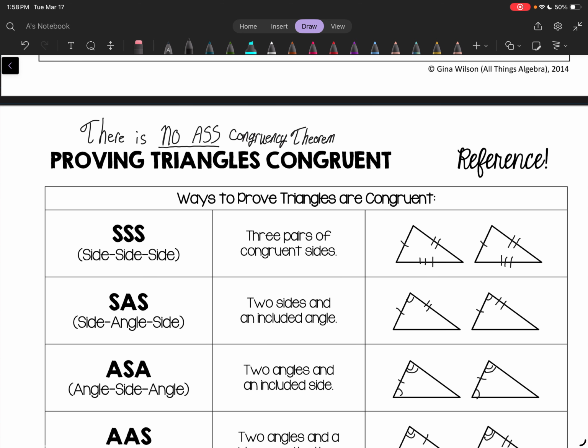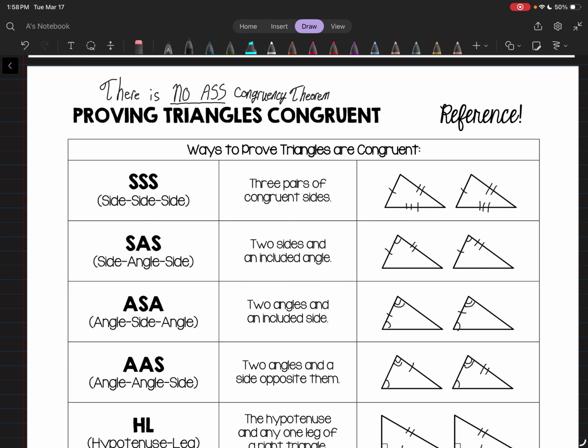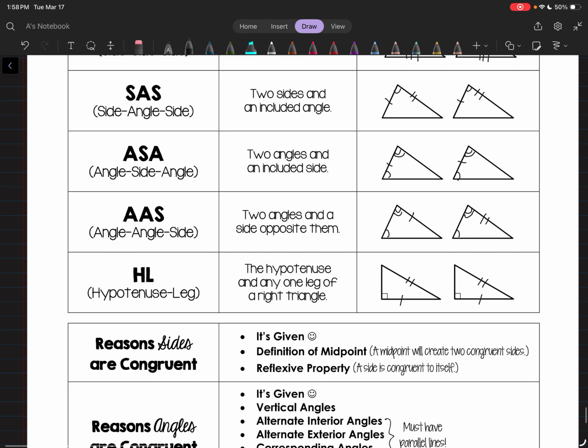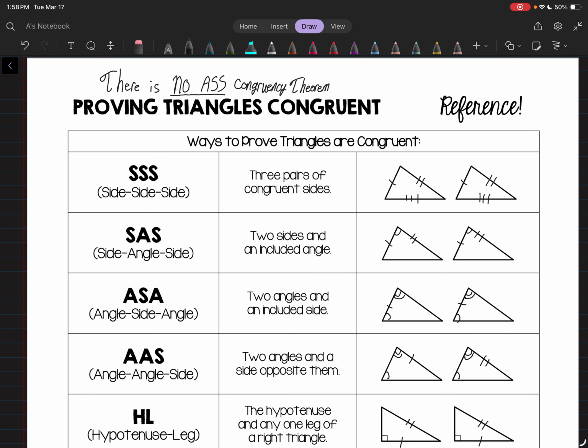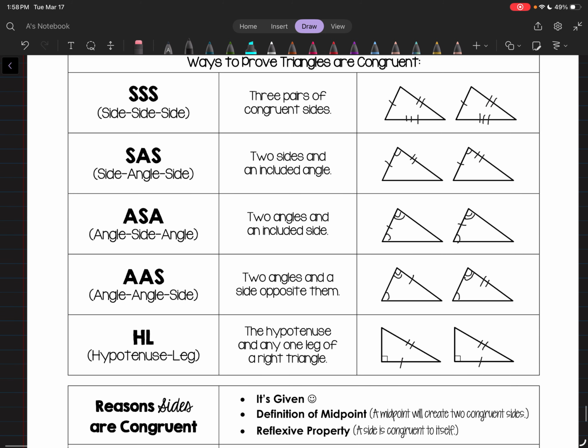All right. Proving triangle congruency. Now this is a reference page, and I've broken down what each of these says. One thing to remember, there is no angle side-side congruency theorem. And again, side-side angle is the same thing, it does not exist. So we can use side-side-side, so 3 pairs of congruent sides, side angle side, 2 sides and an included angle, angle side angle, 2 angles, the side in between them included, angle angle side, so in order, or hypotenuse leg.